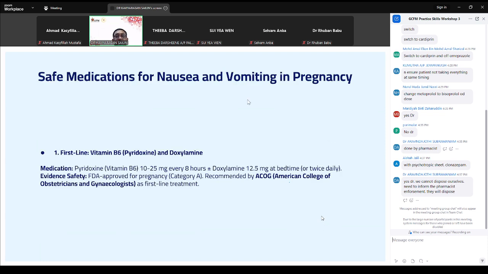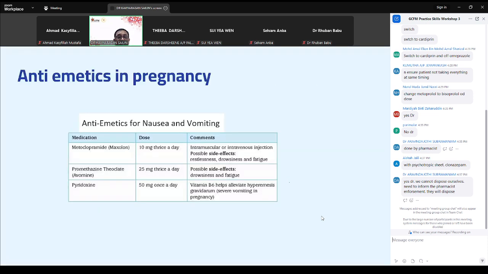Now, for nausea and vomiting, I'm sure a lot of you have done OB/GYN and see a lot of pregnant ladies. The first line is vitamin B6 with doxylamine. B6 with doxylamine is quite safe, FDA approved for emesis gravidarum. Other medications which you can give are metoclopramide, promethazine, pyridoxine.